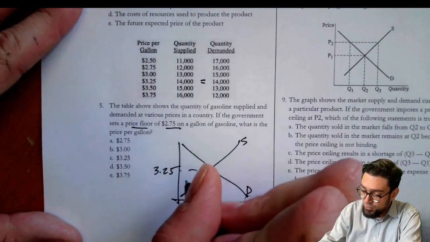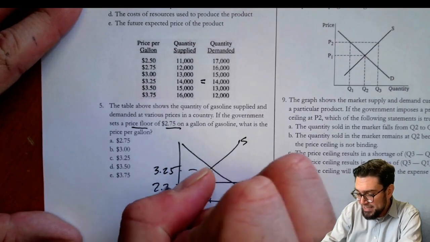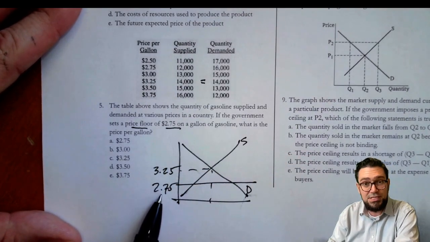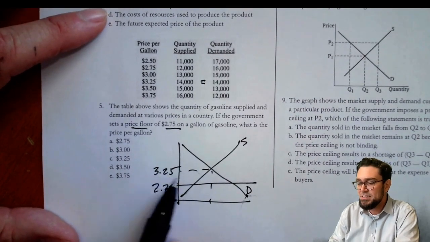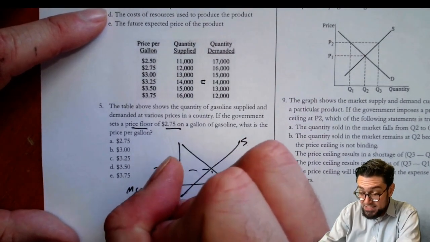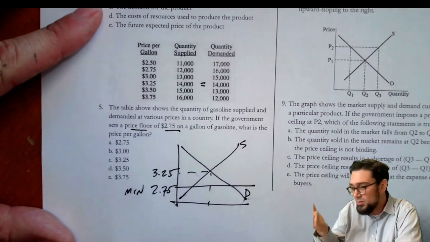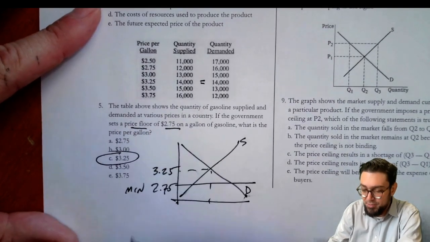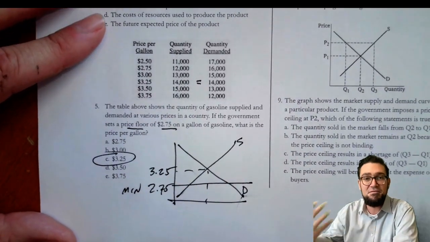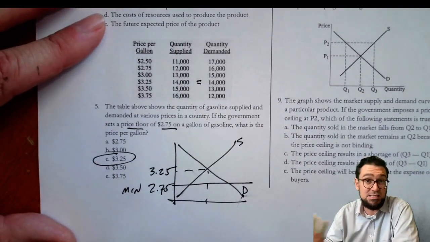And so that means the price in the market without the price floor is $3.25. If I put a price floor in down here and I say, hey guys, you can't go below $2.75, well, they're already transacting at $3.25. So this is like a minimum. That's what a price floor is. They aren't going below that minimum because they're already dealing at $3.25. And so that is actually what the market price is going to be. This is called an ineffective price floor. It's not binding. It doesn't do anything.